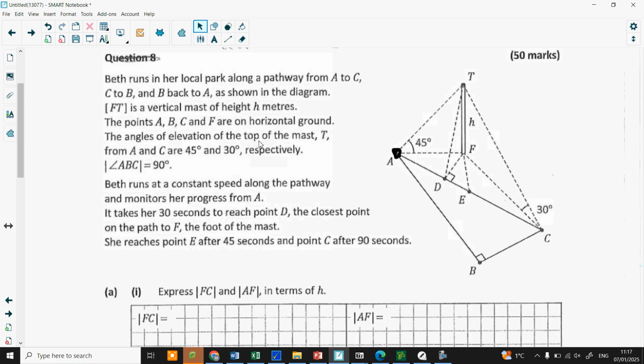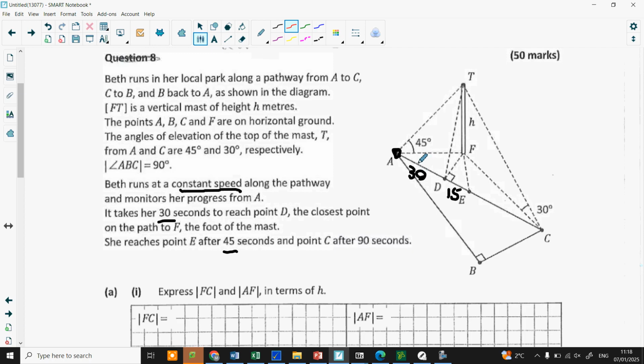Now, the angles of elevation from the top of the mast T from A and C are 45 degrees and 30 degrees respectively, where ABC is a right angle triangle. Beth runs at a constant speed along the pathway and monitors her progress. Now, this becomes significant later on. She's running at constant speed. Everybody got that? So 30 seconds to reach the point D, and then she's at the point E after 45. So would you all agree that D to E takes 15 seconds and that A to D takes 30 seconds?